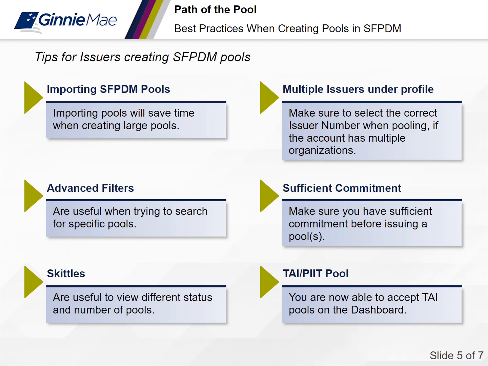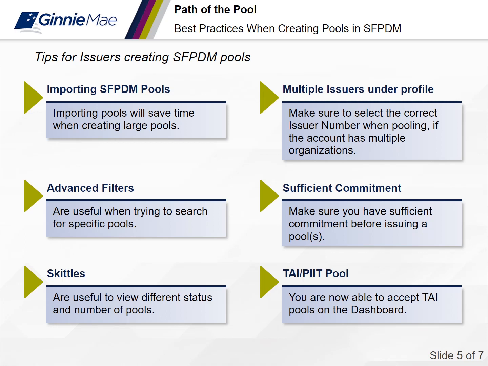Statuses, of course, are those things up top that we never had in GinnieNet to tell you the status of the pool, to tell if the pool is certified by the custodian, if the pool is issued. Those things are new. And I know that's going to help you. And we have the PIT pool. You are now able to accept TBA pools on the dashboard. That wasn't there before. So if you're a PIT pool or a TIE pool participant, you can also do your PIT pools via SFPDM.